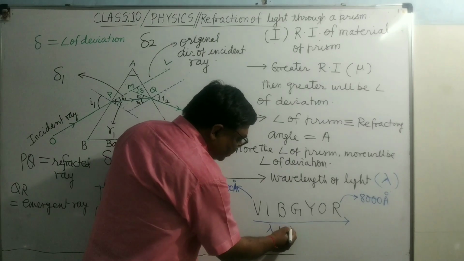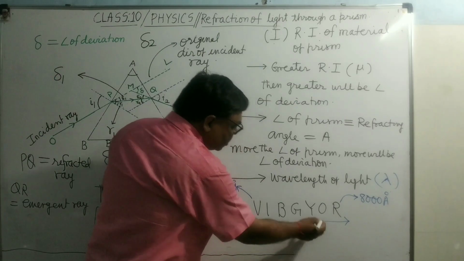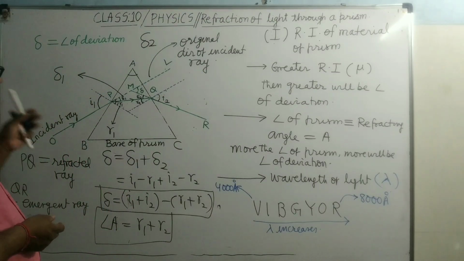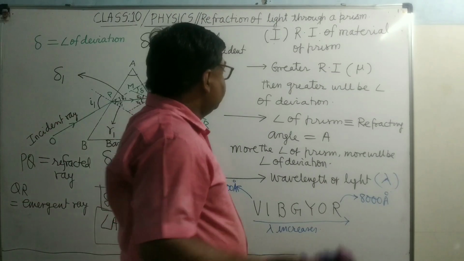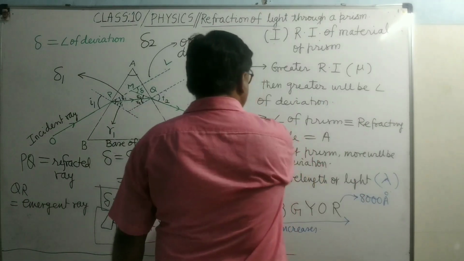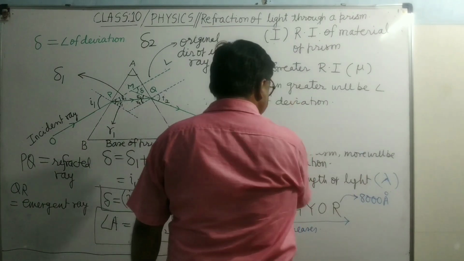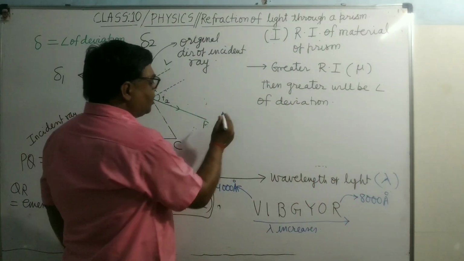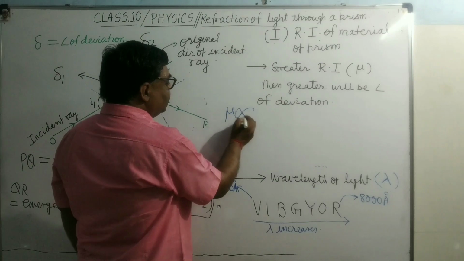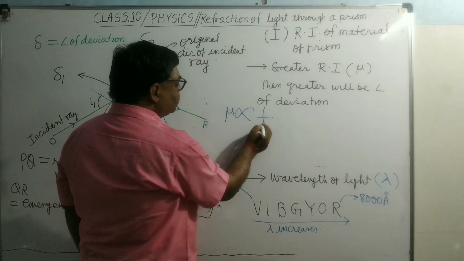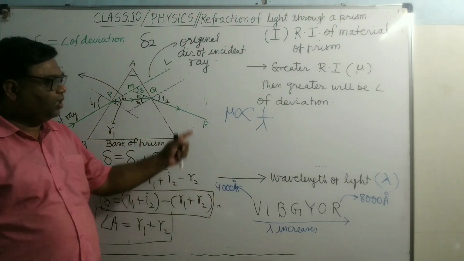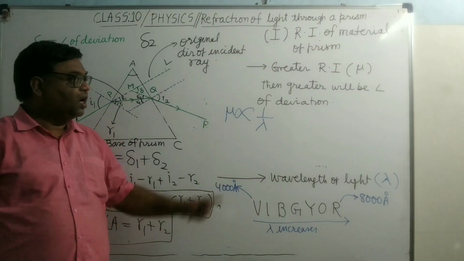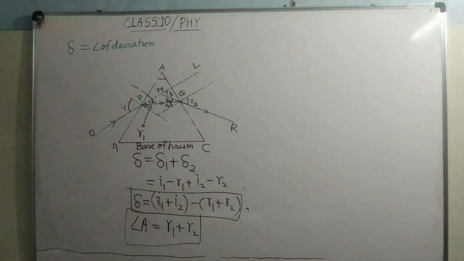It's clear? Now see here, there is a relationship I am writing. The relationship is between refractive index mu and lambda. Mu is inversely proportional to lambda. At present you know only this. The more the lambda, the less will be the refractive index. And the less the refractive index, so less.